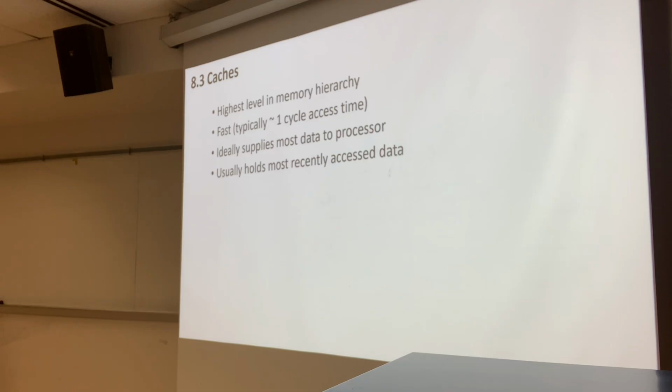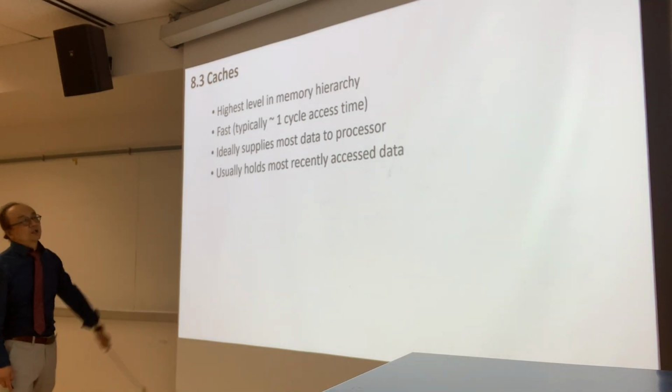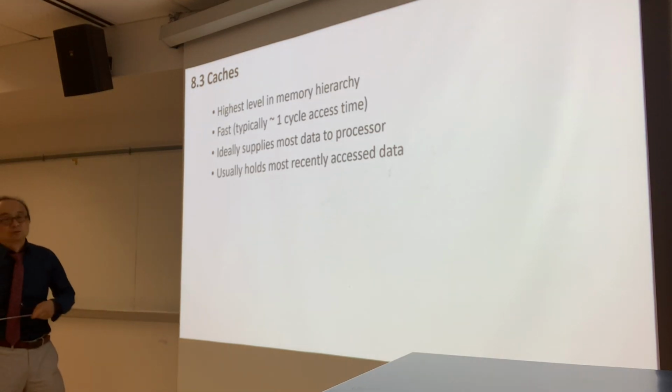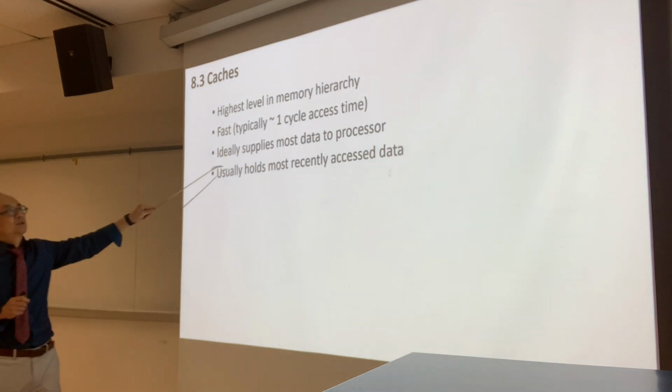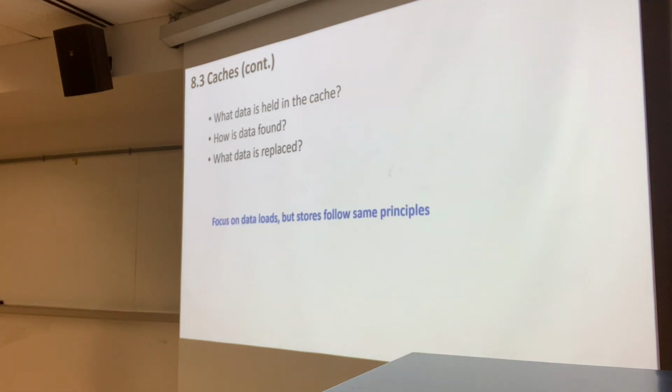Caches. So this is the main one. I'm going to spend quite some time in here. Highest level in memory hierarchy, right next to the processor. It's going to be fast because it's right next to me. I can always access the cache. Typically 1 cycle or less. Ideally supplies most of the data to the processor. Usually holds the most recently accessed data.